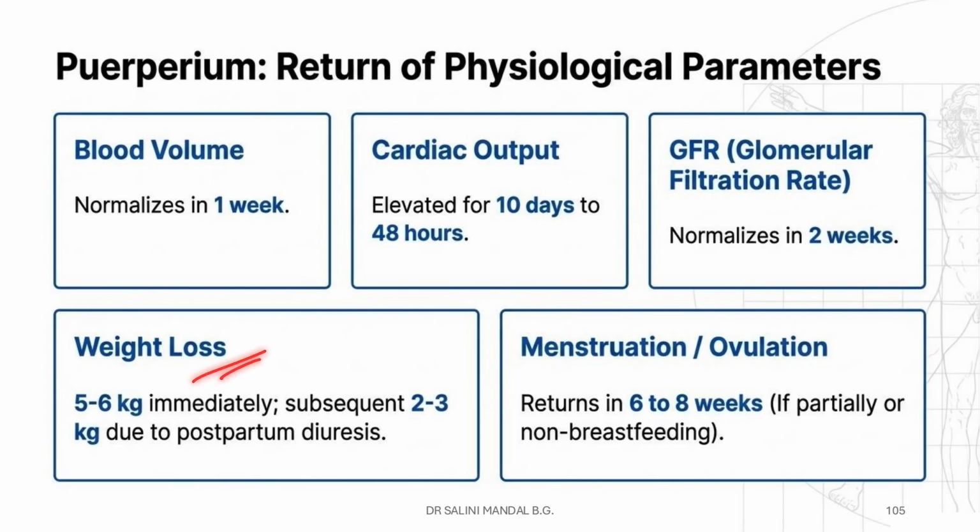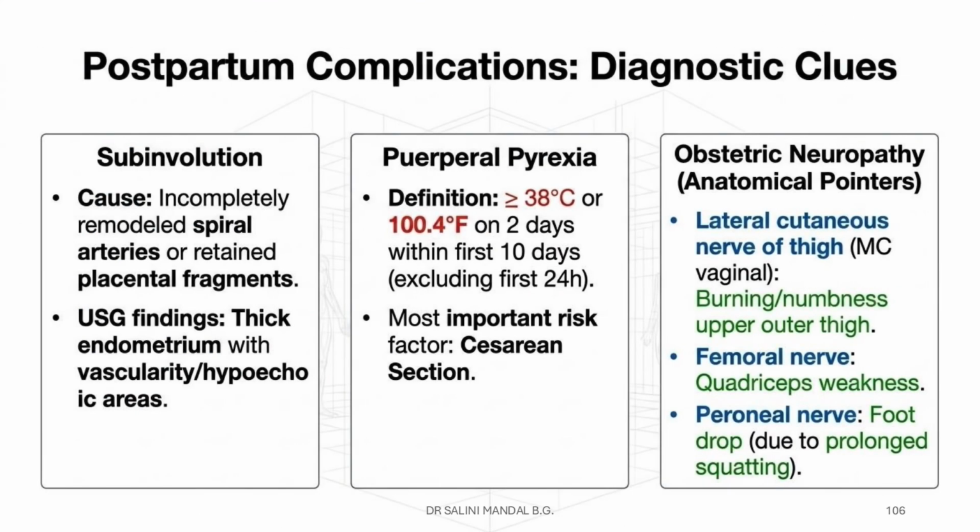Weight loss is 5 to 6 kilos immediately, and subsequently 2 to 3 kilos due to postpartum diuresis and all that. So what are the complications? There can be subinvolution, incomplete remodeling of the spiral arteries, or retained parts of placenta and all that. So there is going to be thick endometrium with vascularity and hypoechoic areas in USG finding. Coming to puerperal pyrexia, that is more than 38 degrees Celsius or 100.4 degrees Fahrenheit on 2 days, within the first 10 days.